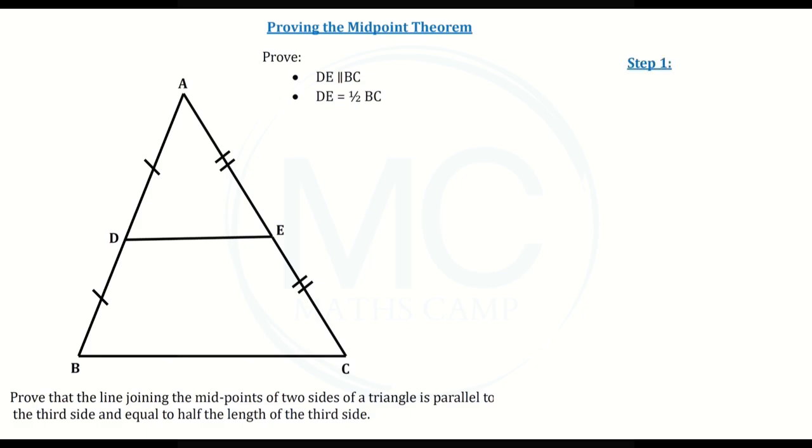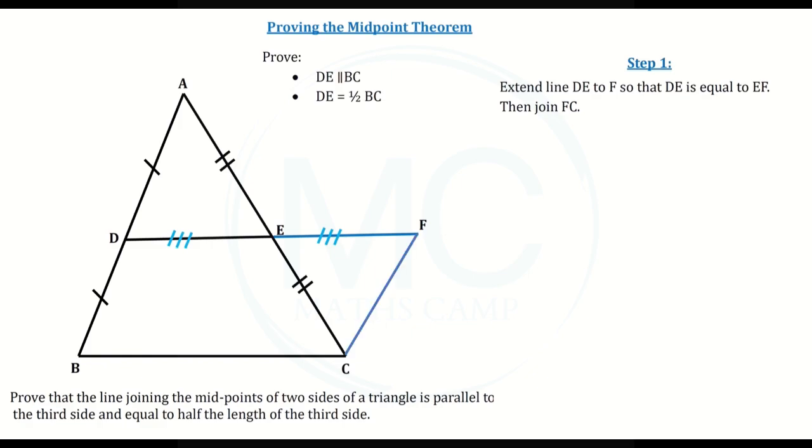The first step is to extend line DE to F so that DE is equal to EF. So let's extend line DE to F. We have drawn EF the same length as DE. So let's put 3 small lines on DE and 3 small lines on EF to show that they are equal in length. Then we join FC. So let's do this on our diagram.